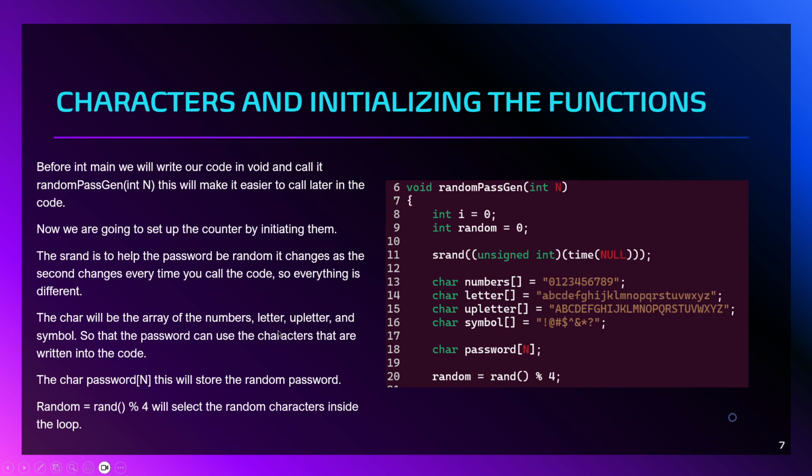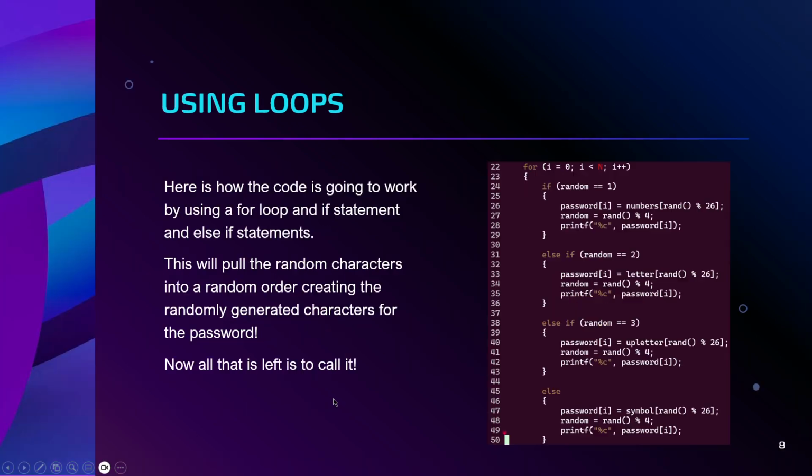The char array of the numbers, letters, uppercase letters, and the symbols, so that the password can use the characters that are written into the code. The char password n will store the random password. Random equals rand % 4. We'll select the random characters inside the loop. We're going to be using for loops, if statements, and else if statements.